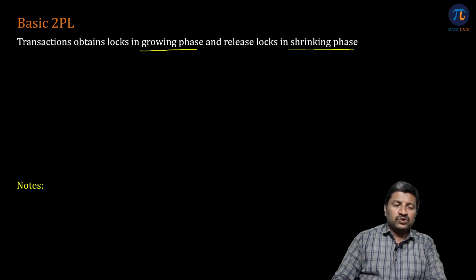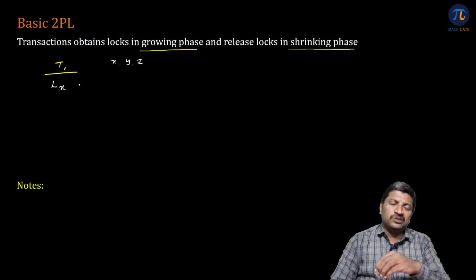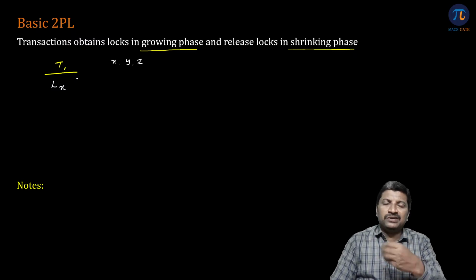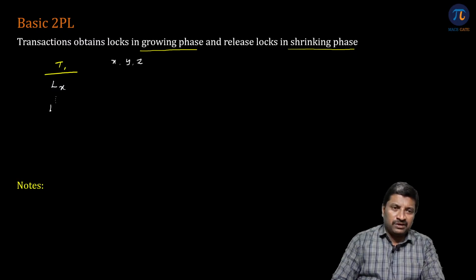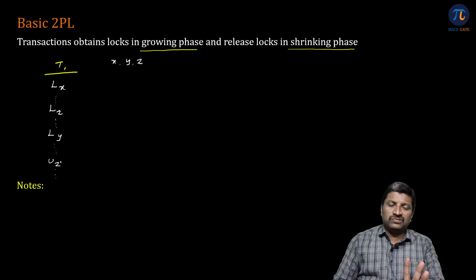Before going to that, let me give an example. Suppose T1 wants to work on 3 data items. Then it will get a lock on X. That may be a shared lock or an exclusive lock. My intention is getting a lock, then it will work on X, then it may get a lock on Z, again it will work on it, then it will get the lock on Y. Then it is working. Suppose it started releasing the lock on Z, then it will not request any other lock. That is simply the basic two-phase locking protocol.